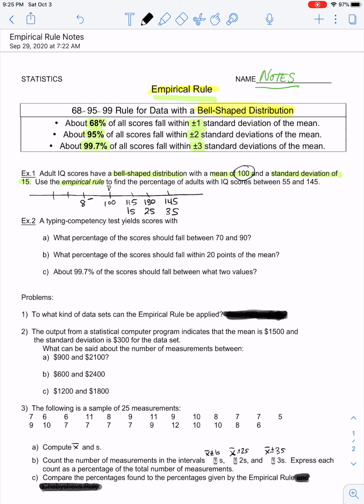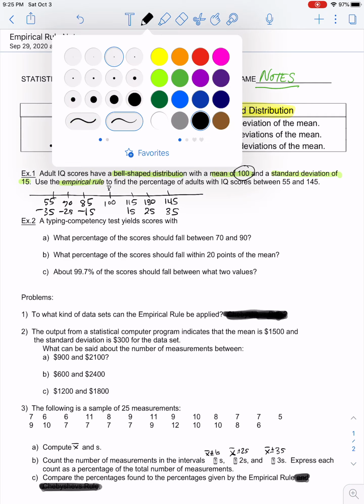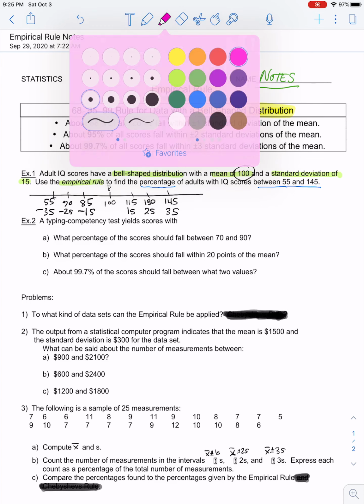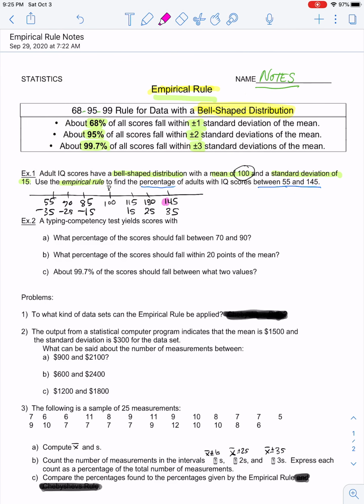Subtracting to the left, we're at 85, so 1 deviation to the left. Then we're at 70, so 2 deviations to the left. And then 55. We are 3 deviations to the left. Now identify what they want to know from the question. They want to know what percent is between 55 and 145. So find those values: here I found 145, here I found 55.